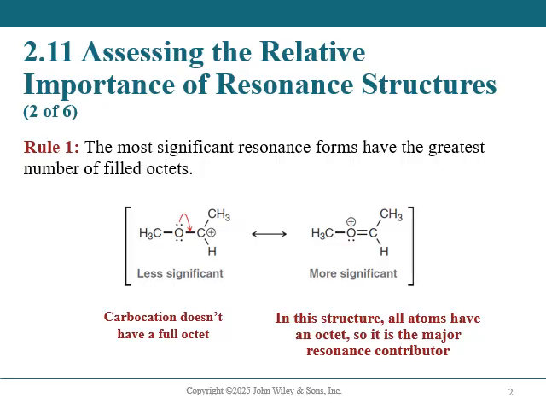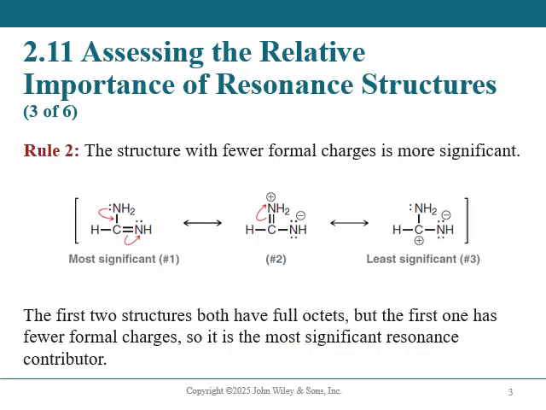Here we have two potential structures. The one on the left has less significance when figuring out the hybrid because the carbocation doesn't have a full octet. The structure on the right becomes a lot more important, becomes a majority contributor because it actually does have a full octet. Now we follow the octet rule.